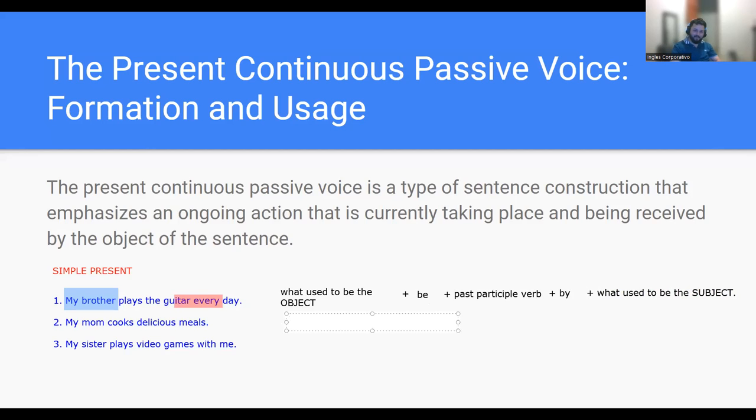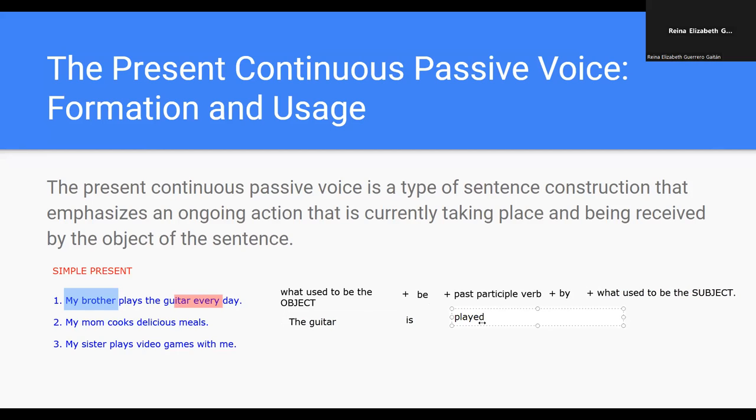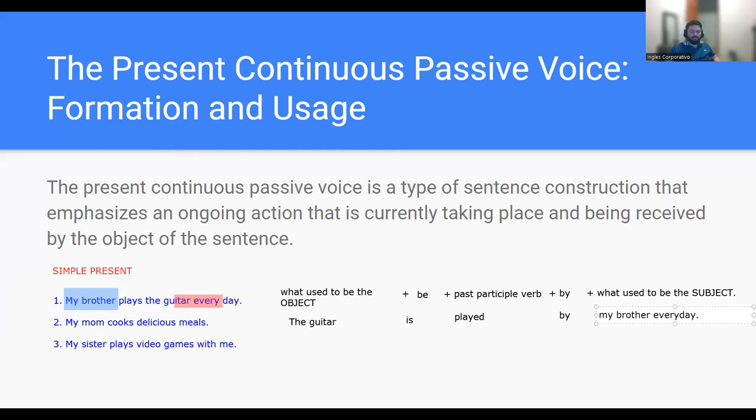So if you follow that structure, guys, we're gonna say the guitar, right? Now here's a mistake. You're all saying was. It's not was, guys, because this is in the present. Is. The guitar is played, very good. Played by my brother. Very good. And then you can add everything else, every day. The guitar is played by my brother every day, okay? That's how we turn the first sentence into passive voice.